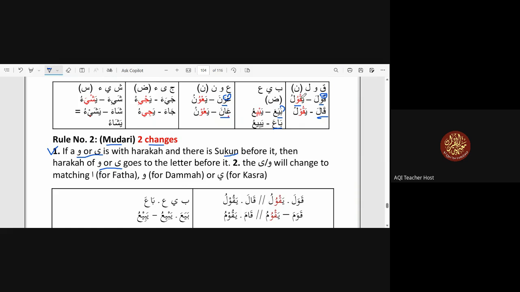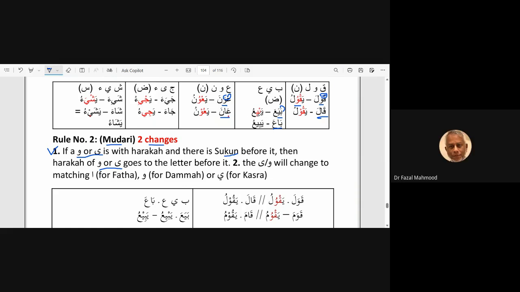So waw and qaf will exchange the haraka. So dhamma will go to qaf and sukun will come on waw. So it will become yaqulu. Okay. So after the exchanging of letters, it will become yaqulu. Similarly, yabi'u, here we can see.